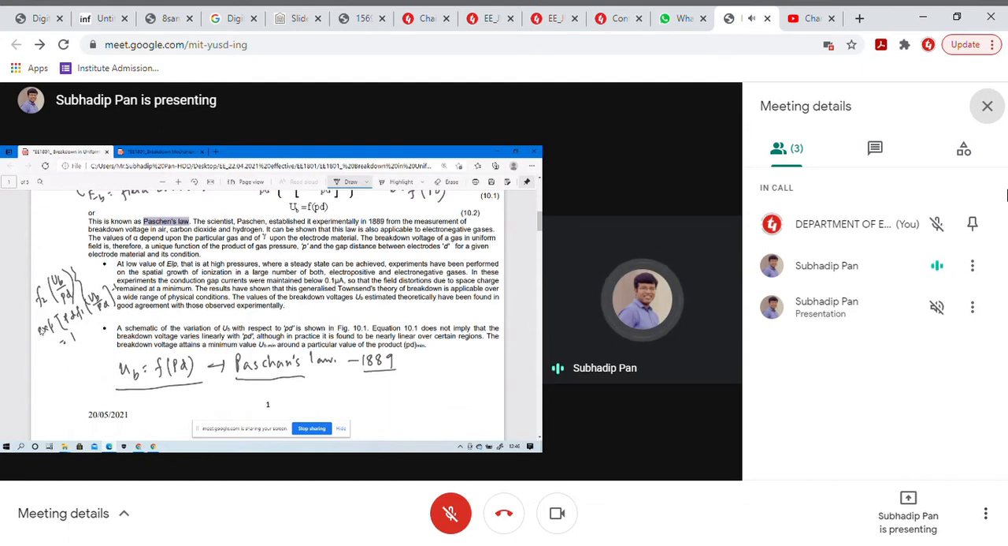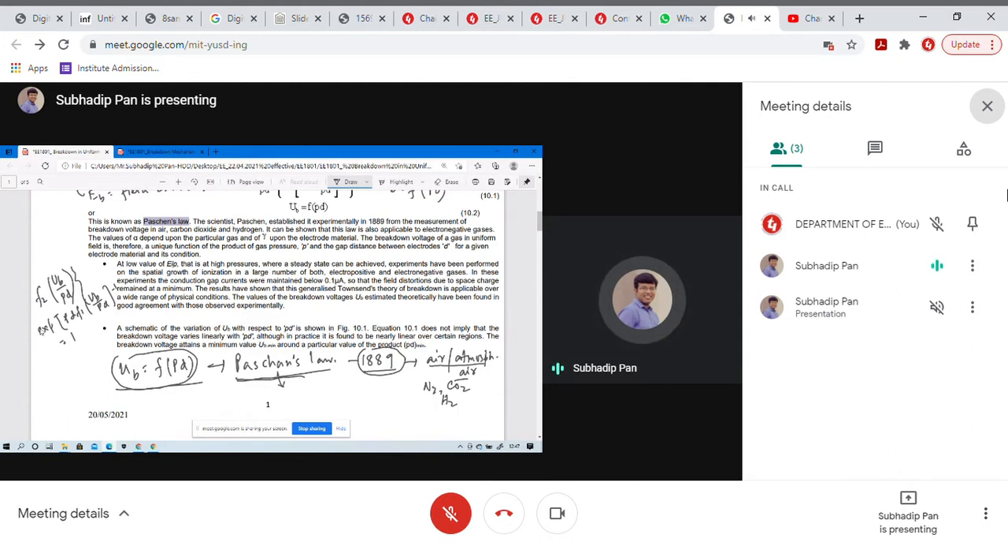in 1889, from the measurement of the breakdown voltage in air, or we can say atmospheric air. Paschen developed this equation in the year 1889 for the breakdown of atmospheric air. Other gases, for example nitrogen, N2, carbon dioxide, CO2, hydrogen, H2, right? It can be shown that this law is also applicable to the electronegative gases.